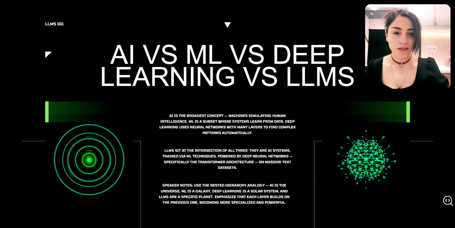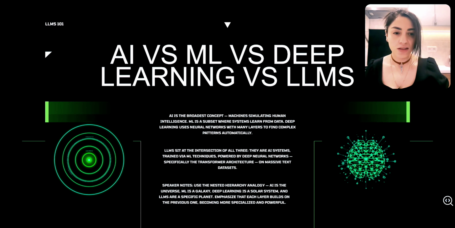AI, artificial intelligence, is the largest circle. Machine learning sits inside AI, deep learning sits inside machine learning, and LLMs are one important type of deep learning model. So let's go to tokenization. Don't be scared of this word, I will explain it in a bit.